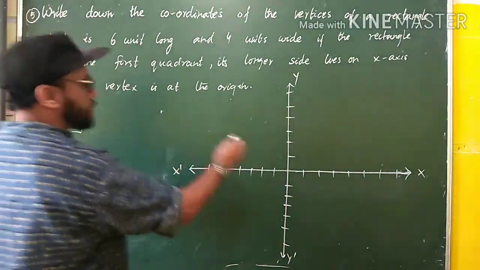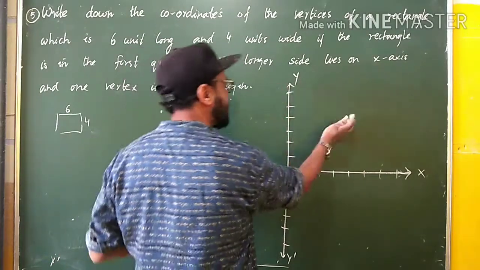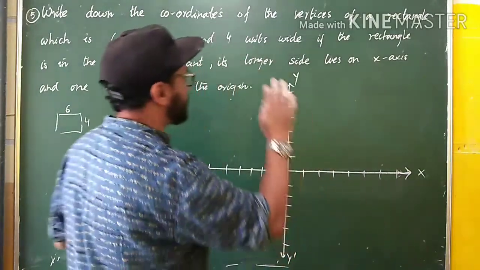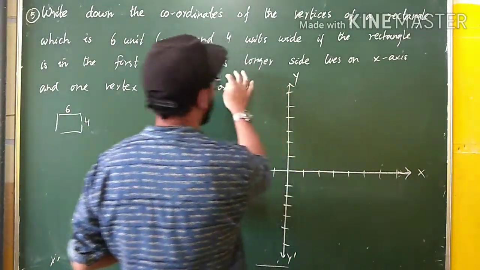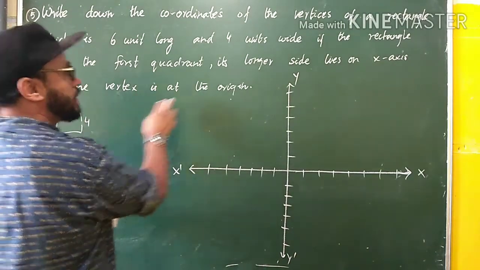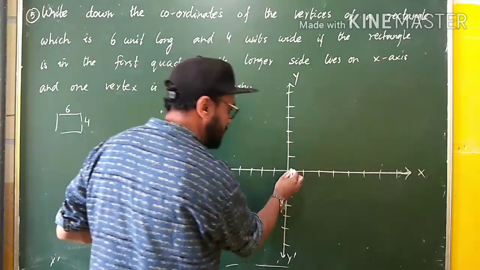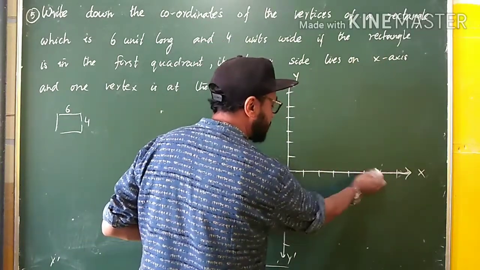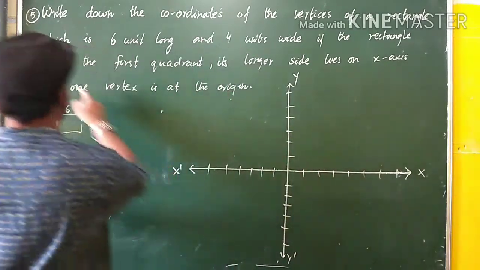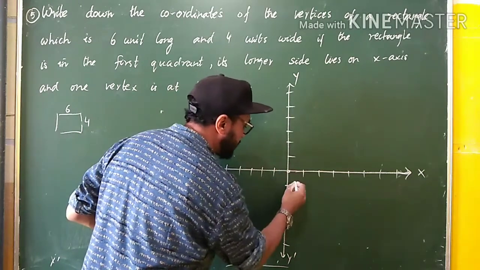Now, so this is your first quadrant. Now we have to go left hand side, anti-clockwise. First, second, third and fourth. So whatever rectangle is formed lies in the first quadrant. Now the length is 6 unit and the breadth is 4 unit, and its longer side lies on the x-axis. So that means the longer side lies on the x-axis. So that means a rectangle is somewhat like this. Alright? Now, and one vertex is at the origin. So that means one vertex is at the origin.